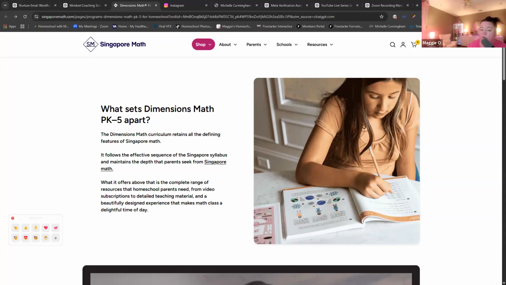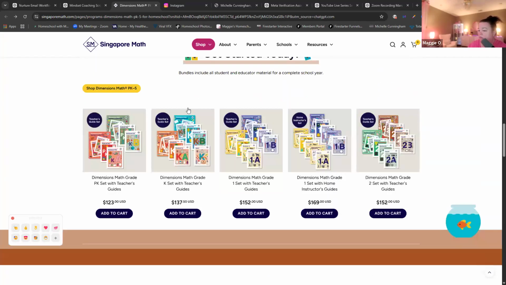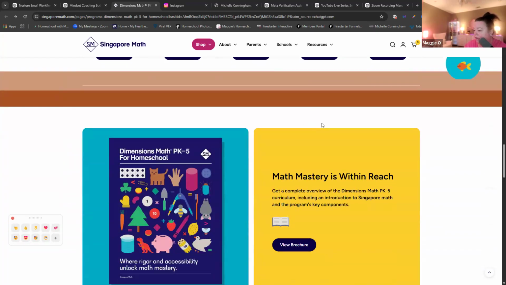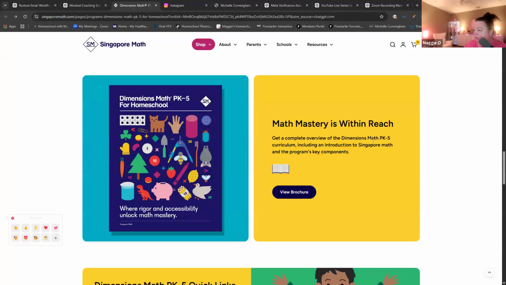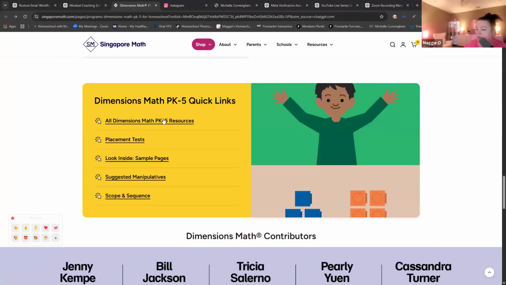And now we want to look at the progression. So here, you start with the Dimensions shop. This is going to take us pre-K to 5, excuse me. And you have these bundles. And this discusses that mastery is within reach. Here are some quick links for you. All Dimensions Math up to 5, but remember we said it goes up to 8.